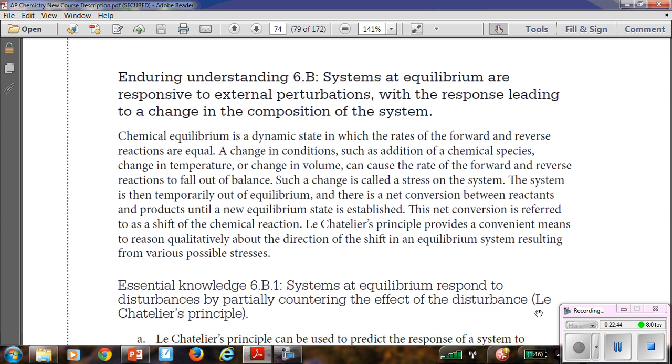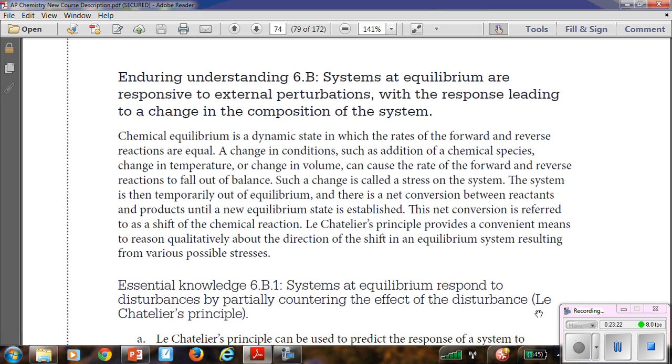So now I want to look at the AP curriculum, and during Understanding 6B, systems at equilibrium are responsive to external perturbations, with the response leading to a change in the composition of the system. Okay, so perturb means you're going to bother the system in some way. So you can change the rate of the forward and the reverse reaction. This is ultimately going to cause your rates to fall out of balance.